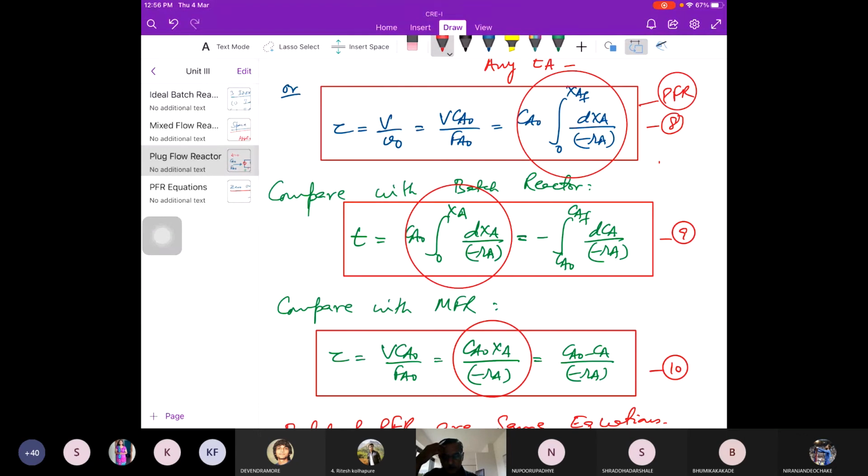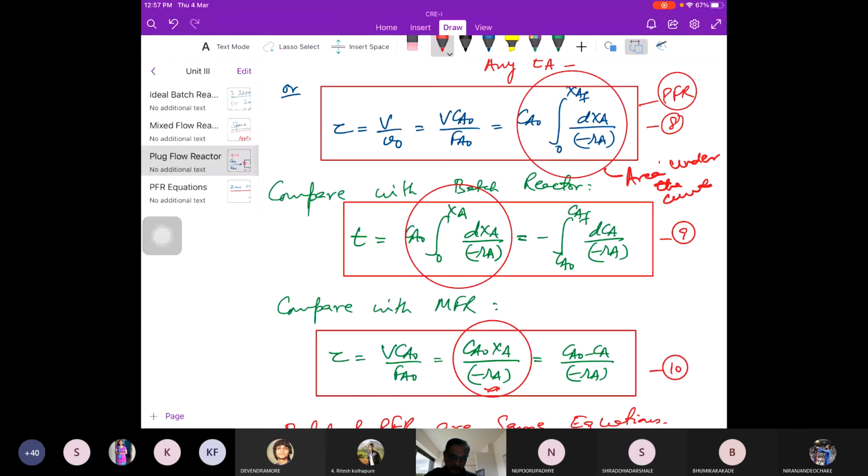No, we'll not get the same thing. अभी बताया मैंने. This is area under the curve. Yes, sir, graphically, but if we solve from limit 0 to XA, we will get CA naught into XA. No, because RA is not constant. सर वॉल्यूम कम लगेगा PFR वो तो है. I'm just trying to say कि equation is similar, but what you'll see is batch reactor में integral आएगा, PFR में integral आएगा, और CSTR में integral नहीं आएगा.